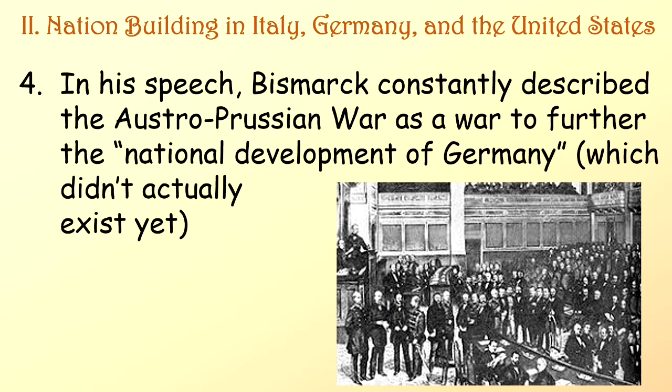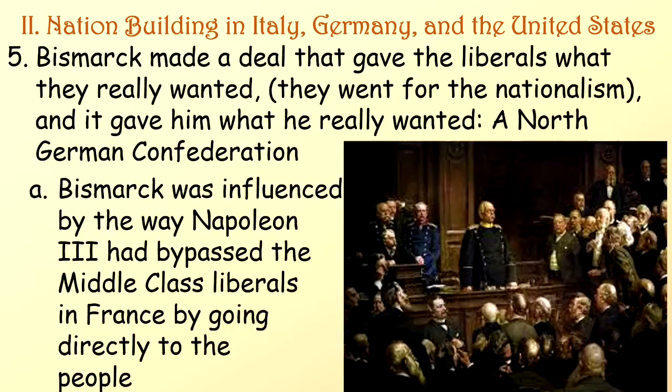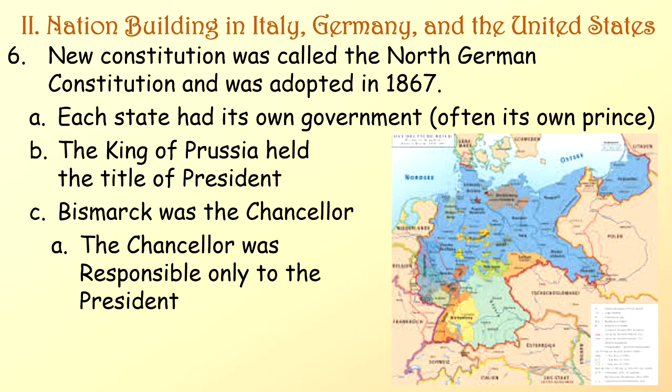In his speech, Bismarck constantly described the Austro-Prussian War as a war to further the national development of Germany, which didn't politically exist yet. Bismarck made a deal that gave the liberals what they really wanted. They went for the nationalism, and it gave him what he really wanted, a North German Confederation. Bismarck was influenced by the way Napoleon III had bypassed the middle-class liberals in France by going directly to the people. This new constitution was called the North German Constitution and was adopted in 1867.